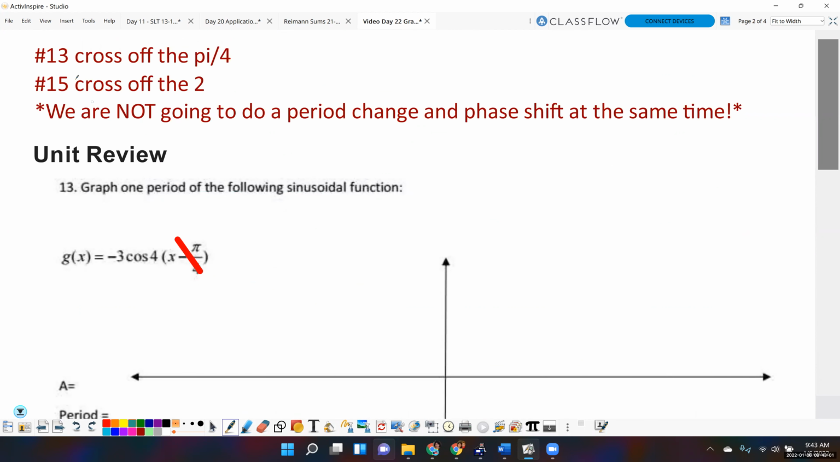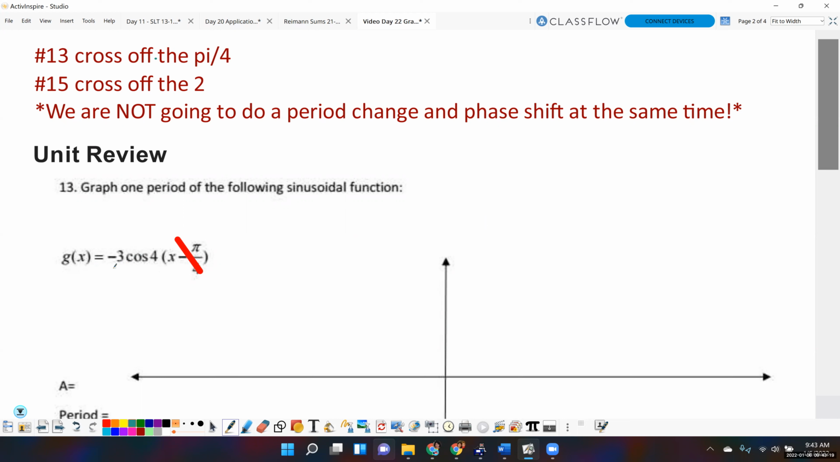Okay, in your review, I want you to cross off the pi over 4 in number 13, and in number 15, cross off the 2. I'm not going to ask you to graph a period change and a phase shift at the same time. So here are some updated solutions with those changes.